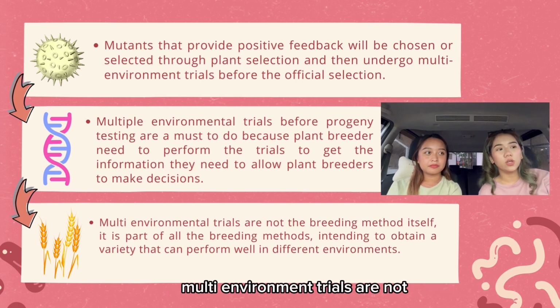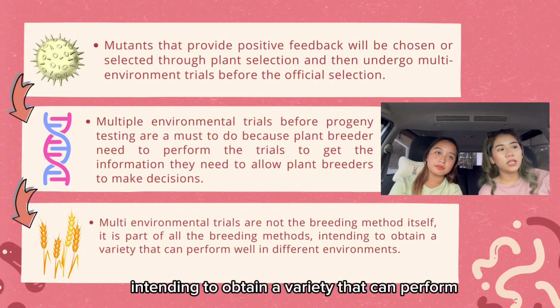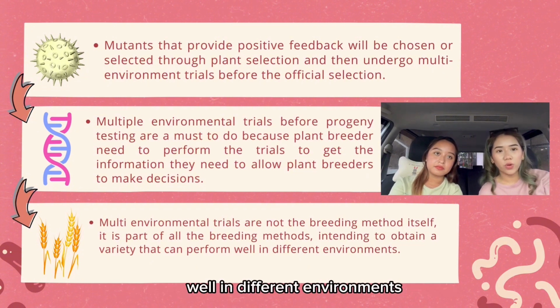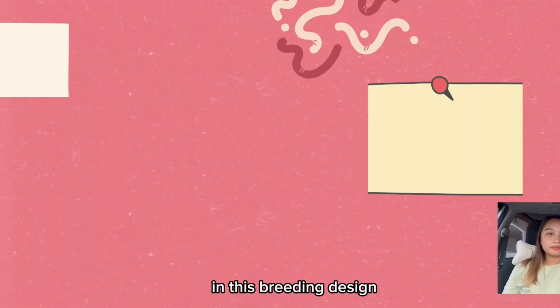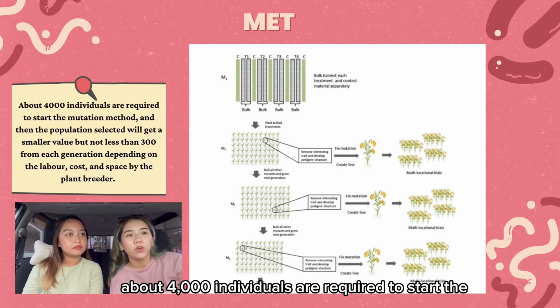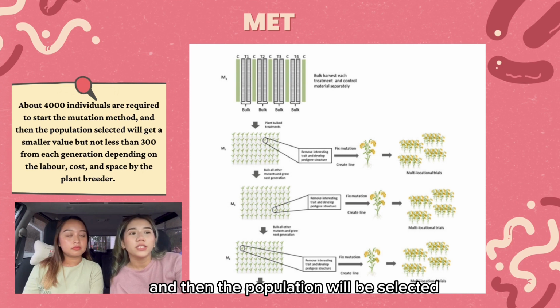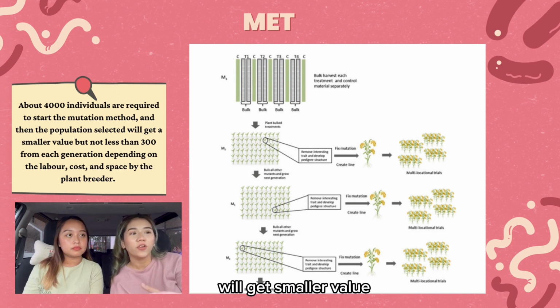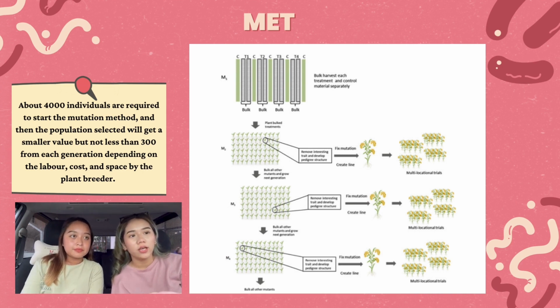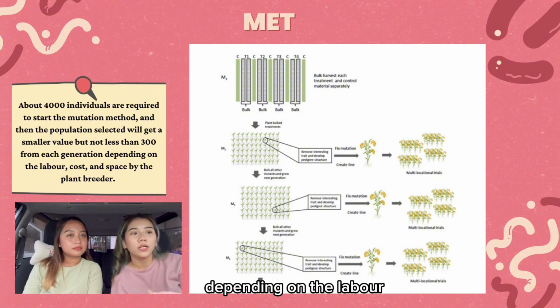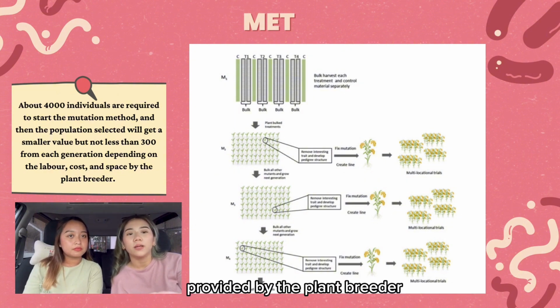Multi-environment trials are not a breeding method itself; they are part of all breeding methods, intended to obtain a variety that can perform well in different environments. In this breeding design, about 4,000 individuals are required to start the mutation method, and then the population will be selected, getting smaller but not less than 300 in each generation, depending on the labor, cost and space provided by the plant breeder.